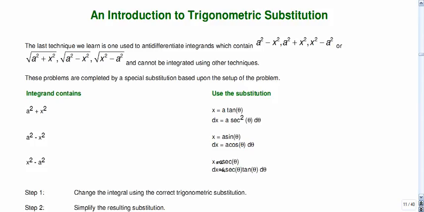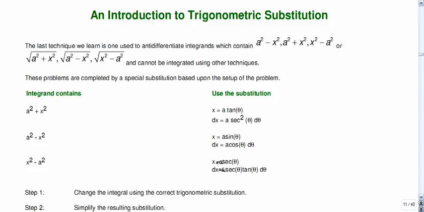The table below gives us a hint as to how we're going to progress. If our integrand contains a squared plus x squared, and by the way, a would just be a number, we would use a substitution where we would take out the x's and put in a tangent theta for every x. And then for the dx, we'll put a secant squared theta d theta, which is just the derivative of the line above.